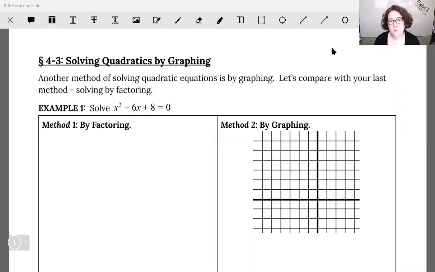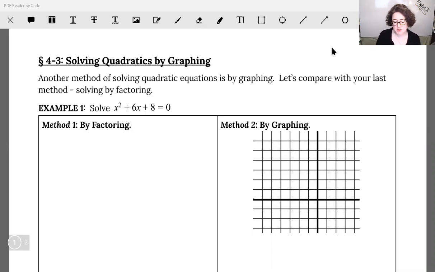In today's video, we're going to look at another way to solve quadratics. This one is solving quadratics by graphing. And this is actually going to connect what we talked about our very first day with some of our graph properties and our solving by graphing that we looked at in the last lesson. So let's look at both of these methods side by side, trying to solve the same problem.